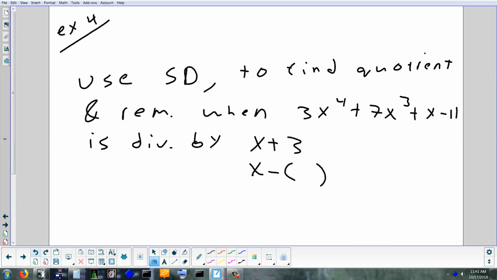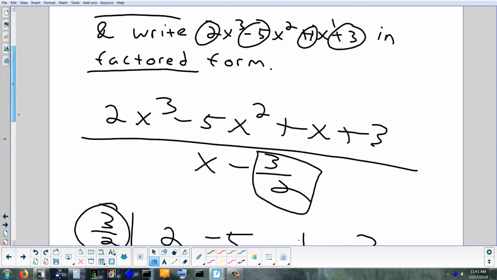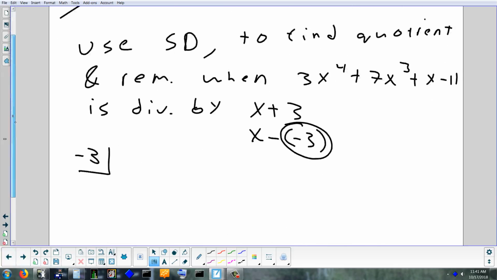Think of it as x minus a negative, right? So we're dividing by x minus... here's the number. So you always take the number that's after the minus sign, and that's what goes on the outside of the bracket. So in the last problem, the number after the minus sign was 3 halves. In this problem, it's -3.